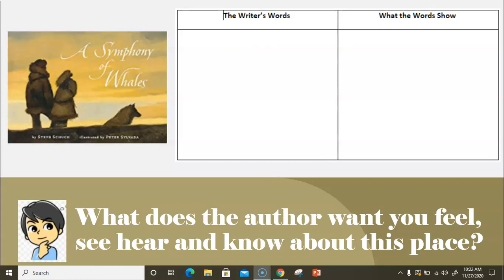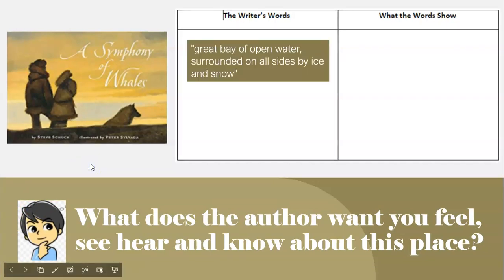What does the author want you to feel, see, hear, and know about this place that the story is taking place? Can you think of it? We use some great descriptive language. So I noticed that there was the expression the great bay of open water surrounded on all sides by ice and snow. If something is great, we can use that.